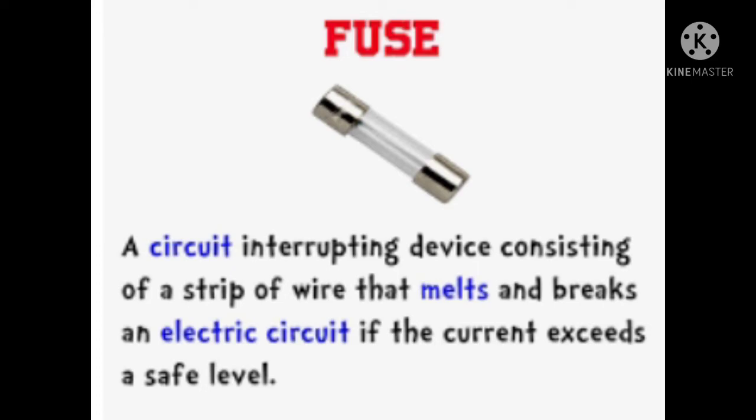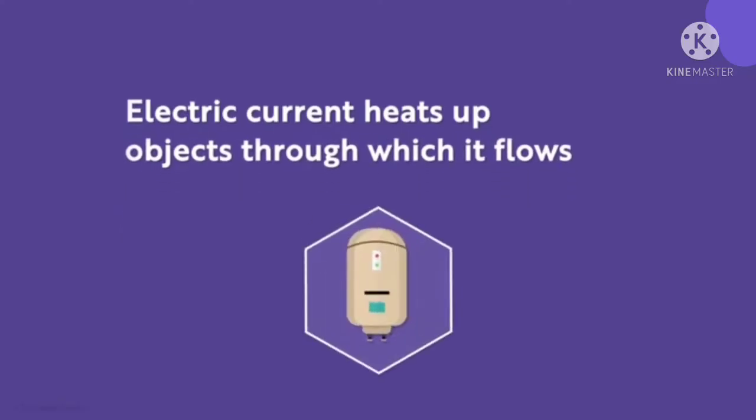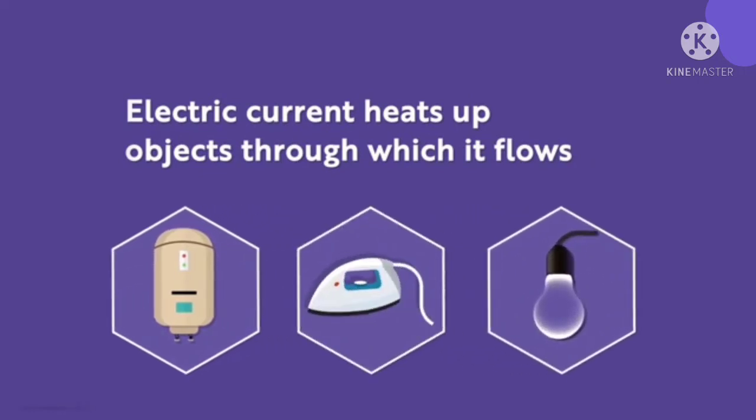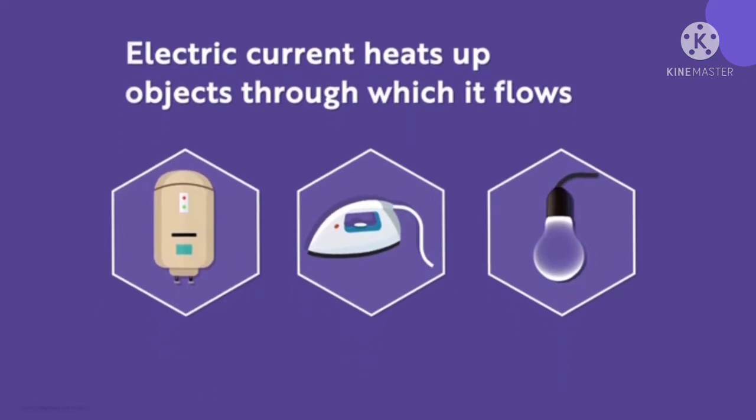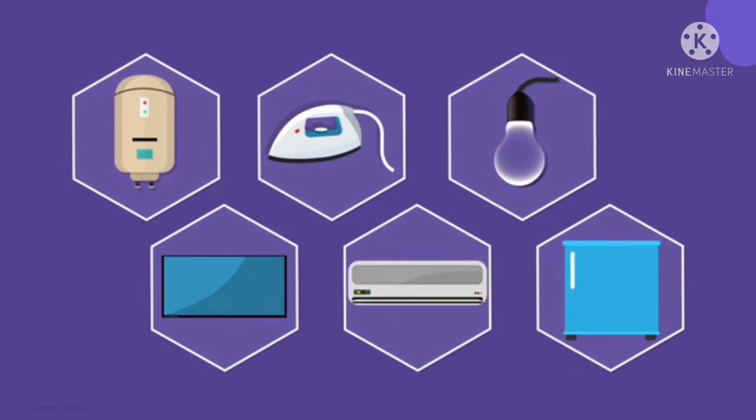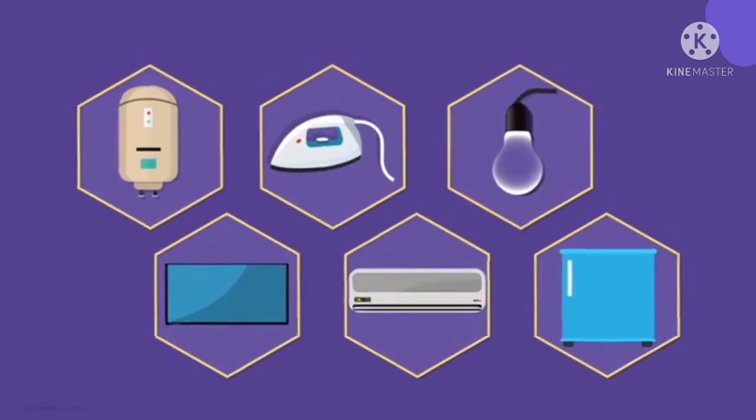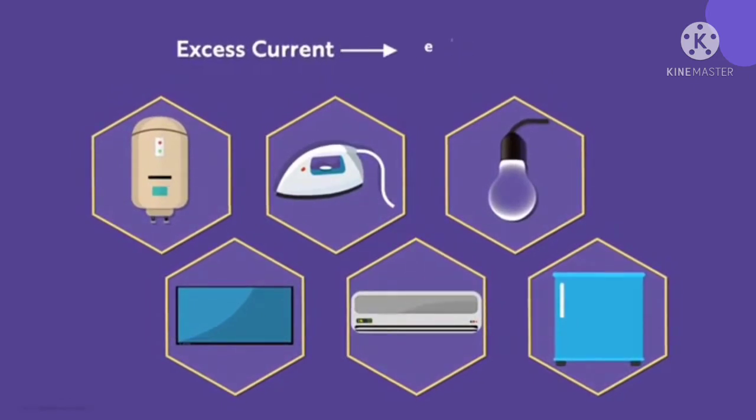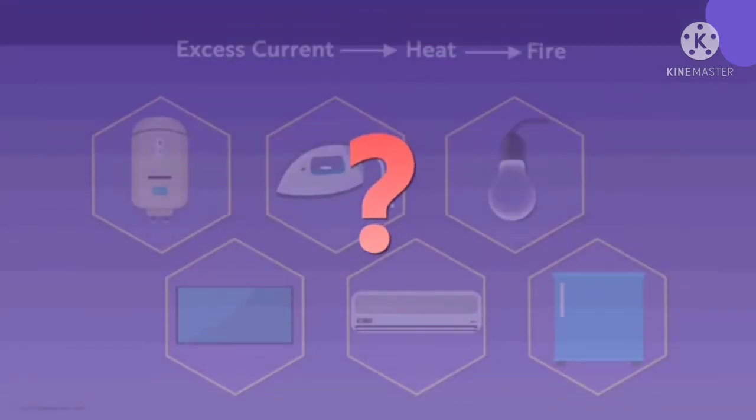So here we are going to discuss some safety components. Electric current heats up the object through which it flows, so it gets damaged. How does it get damaged? Overloading, as overheating results in damage. We are using iron boxes, bulbs, geysers, TV, refrigerator and AC, each and everything. Excess current will heat and this produces fire.